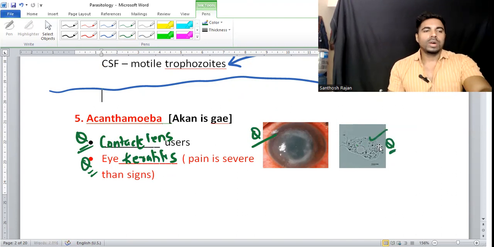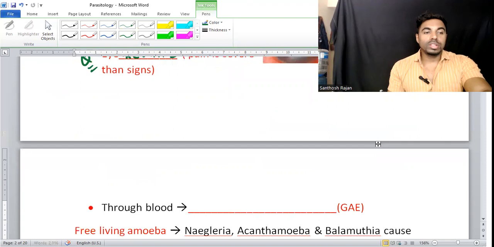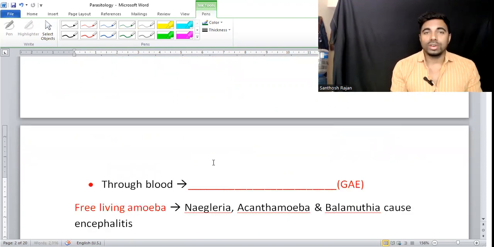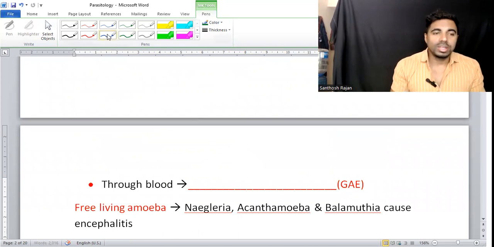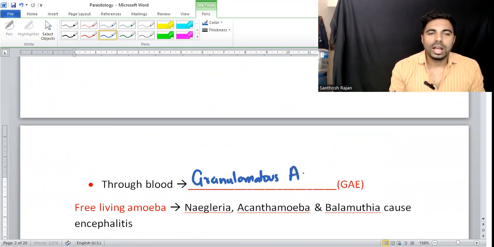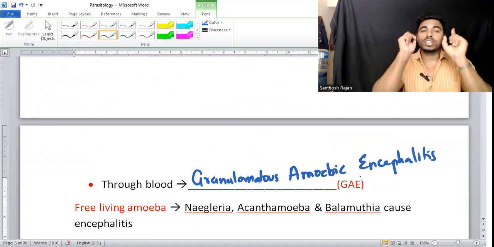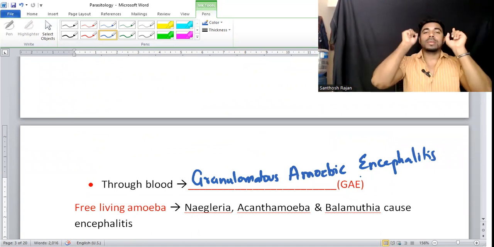So the eye is fine, but what about the brain? Through the blood, from the eye it can go to the brain. That's what I said, Acorn is a GAE. What is the meaning? GAE is nothing but granulomatous amoebic encephalitis. See the difference: PAM and this GAE are totally different. Don't get confused. Naegleria and Acanthamoeba diseases, now you should know. So I'm repeating again.